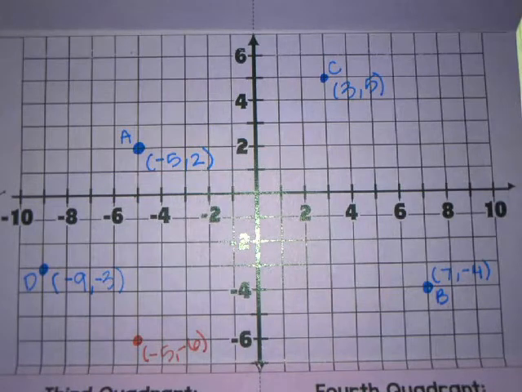And what quadrant is that in, everyone? The third one. Quadrant 3. Nicely done. Okay, plot this point for me. 8, 2.